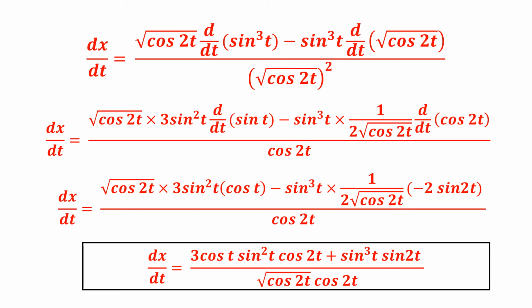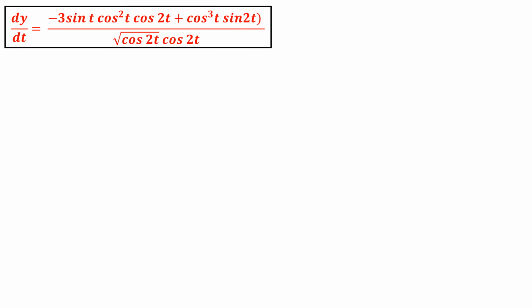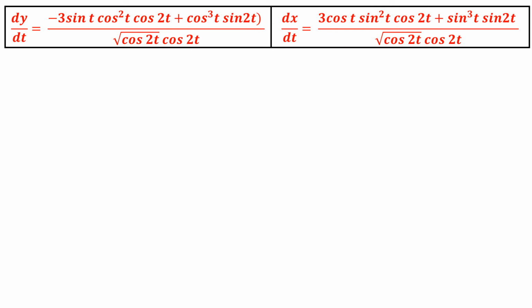3 cos t into sin square t into cos 2t plus sin cube t into sin 2t, by root cos 2t squared, by taking cos 2t as the LCM in the numerator. Root cos 2t into root cos 2t is cos 2t only, therefore we have written like that. Okay. We got dy by dt also, and we have got dx by dt also. Perfect. Now we will put it in the formula.